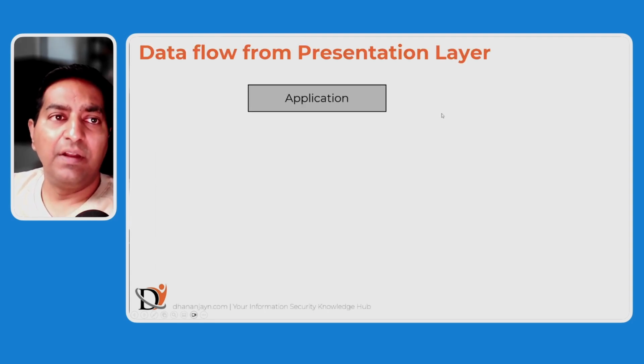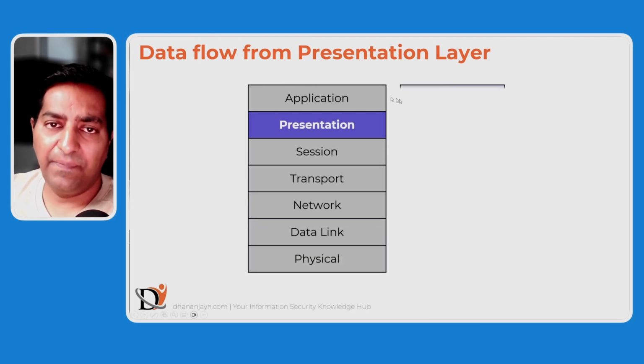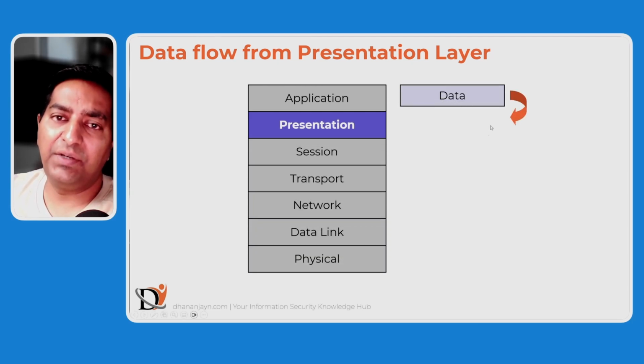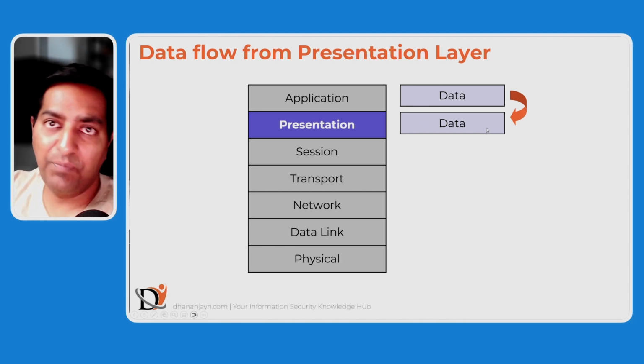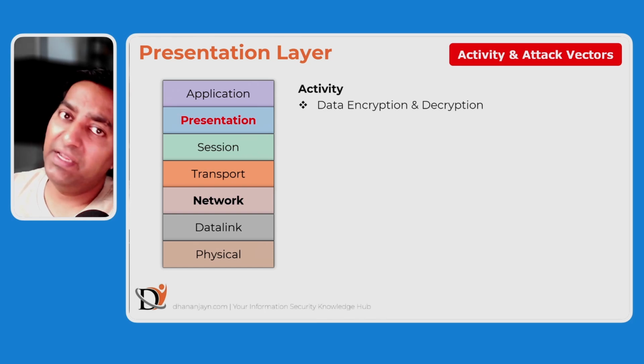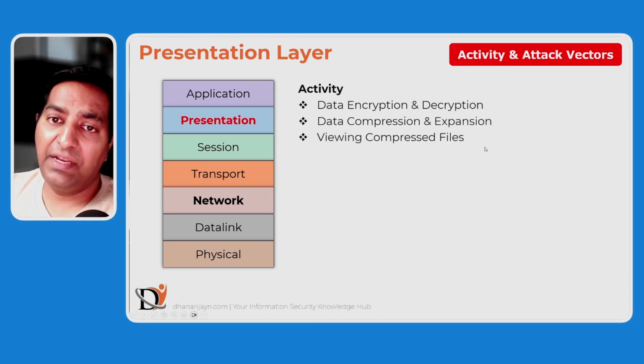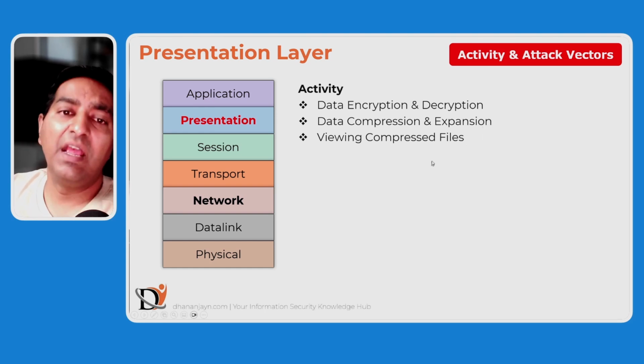So, data flow from the presentation layer. Application layer data is submitted to the presentation layer using the port numbers as we have seen earlier. Now, the activities at the presentation layer are data encryption and decryption, then compression and decompression or expansion, and finally viewing the compressed files is done at the presentation layer.